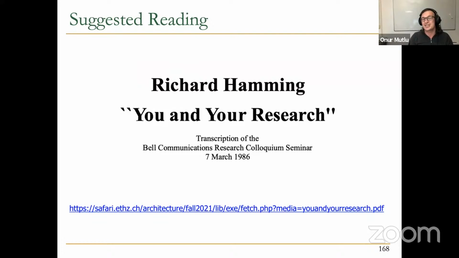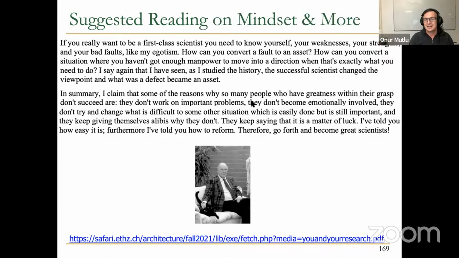I will also mention the suggested reading that we didn't mention before. Richard Hamming, in this talk that he delivered in Bell Labs. Probably many of you know Richard Hamming, who invented the Hamming codes, error correcting codes. He delivered this talk on how to be successful in research to the researchers in Bell Labs in 1986. And I think he has very nice insights over there that I will recommend.